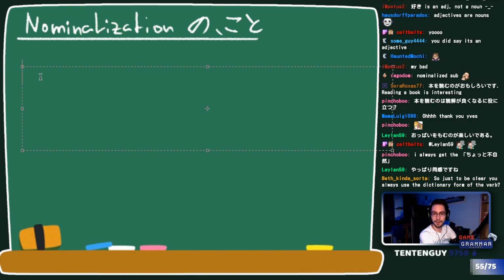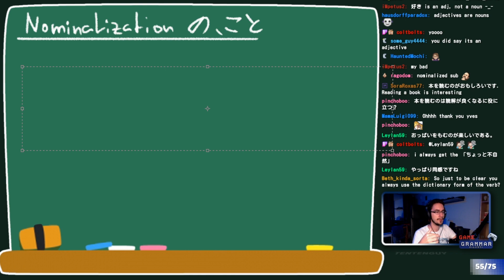You always use the dictionary form of the verb. In this case, yes. You can also use the past tense. It's definitely a sentence ending form that you use. Sometimes you can have negatives as well, but mostly it's either dictionary forms or past tense forms that you'll use for that. But the most common one is dictionary forms.